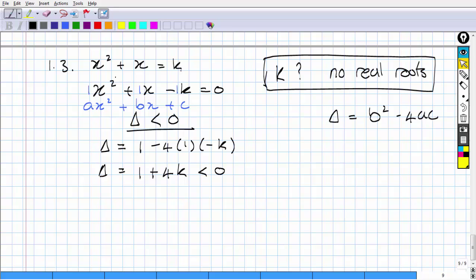So delta is less than 0, which is the above condition, and delta is equal to 1 plus 4k, so 1 plus 4k must be less than 0. Therefore 4k must be less than negative 1, and k must be less than negative 1 over 4. Okay, and that is the answer. That way we will have non-real roots, which was the original no real roots question. Okay, and that's it for question number 1. We'll have a look at question number 2.